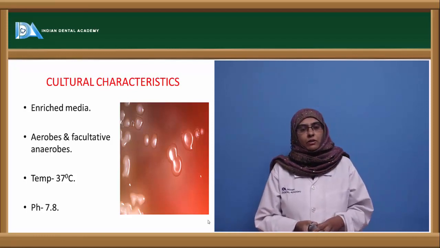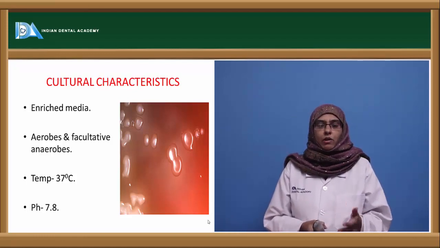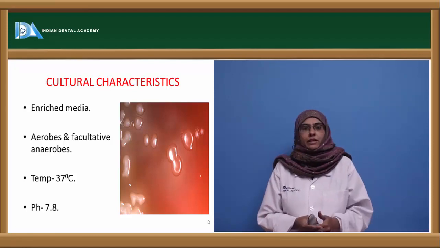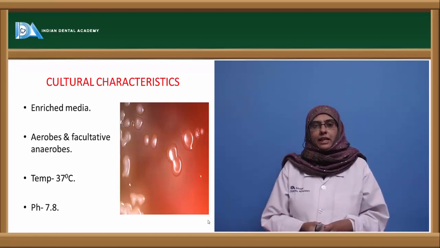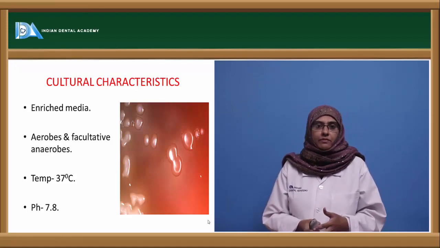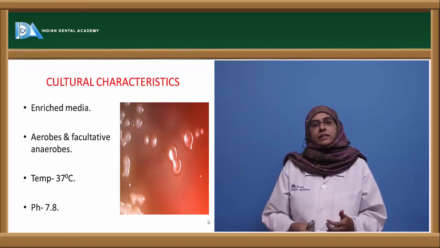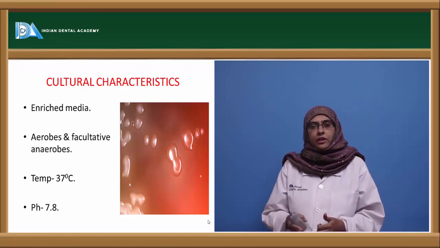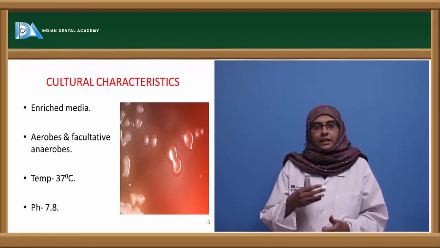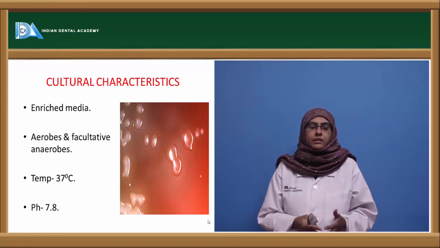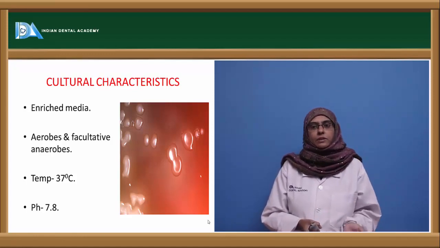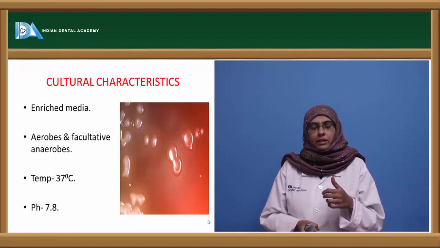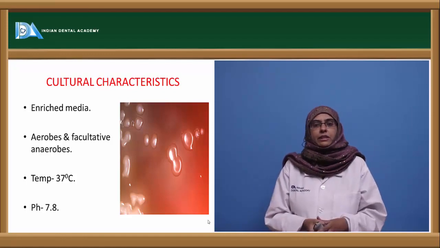These organisms cannot be easily grown on a normal media, but they have to be provided with special ingredients to isolate them. Such type of media is called enriched media. Enriched media is one where we enrich the media by adding special ingredients such as blood, serum, or egg. For this organism, we usually isolate it on blood agar. The characteristics of this organism are that they are aerobes and facultative anaerobes. That is, in the presence or absence of oxygen, these organisms have the ability to survive.